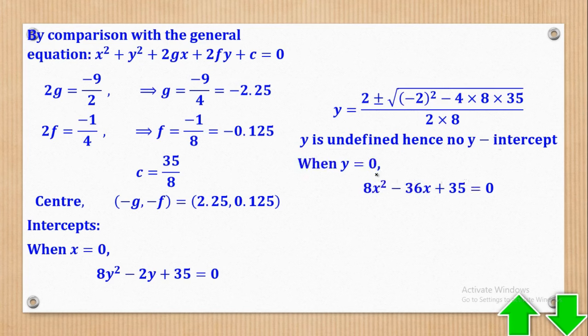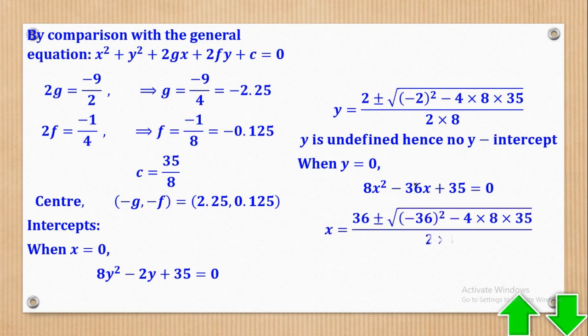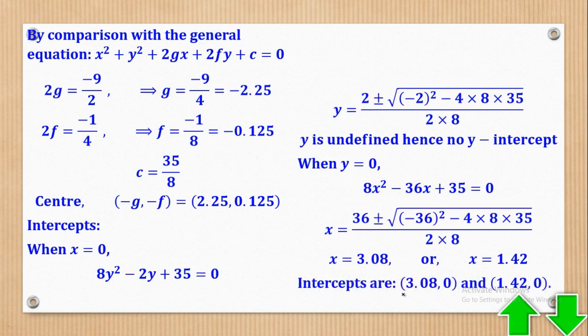What about when y is 0? When y is 0, substitute to come up with a quadratic, use the Bulldozer method, you'll come up with those values of x. Therefore, you'll conclude that the intercepts are this and this. Now we have the intercepts and we have the center, meaning we can now sketch our circle.